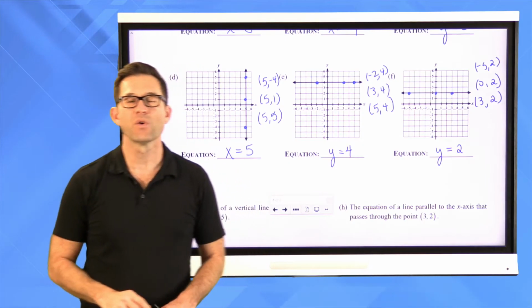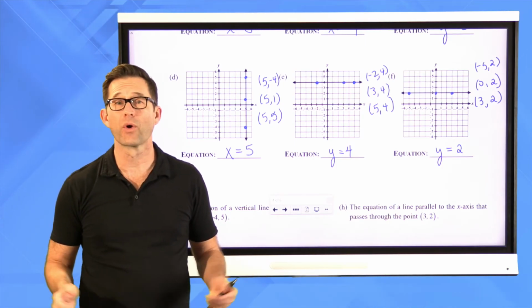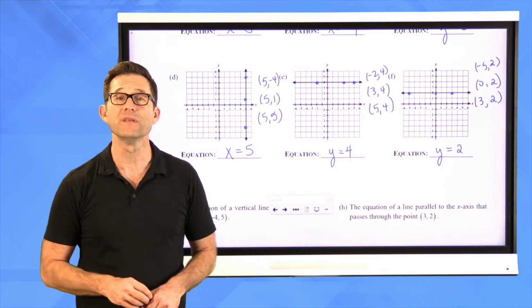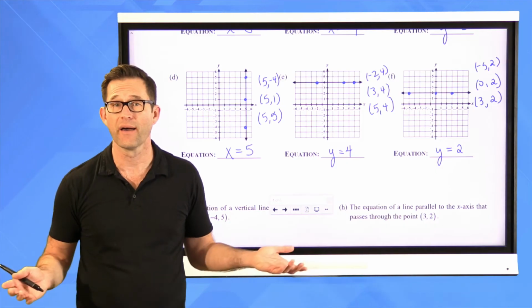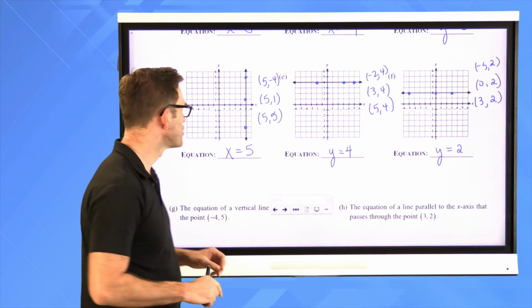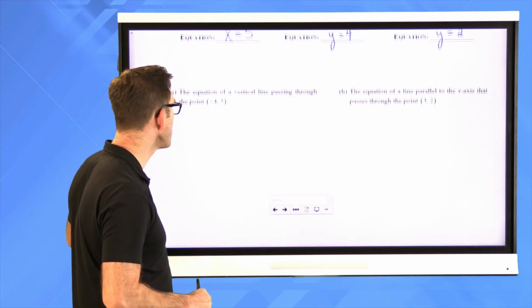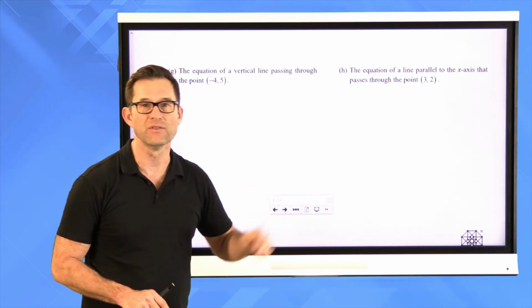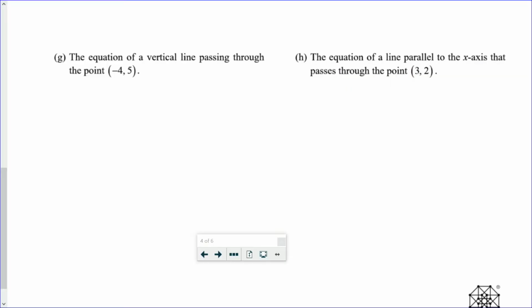Okay? So when we have a graph on a coordinate grid, it should be pretty easy to come up with the equation of the line, right? It should be simple enough. When they're just described, then it can be a little bit trickier. Let's take a look at G and H. First, G. The equation of a vertical line passing through the point (-4, 5).